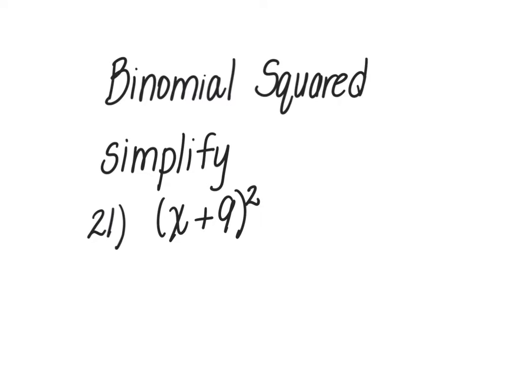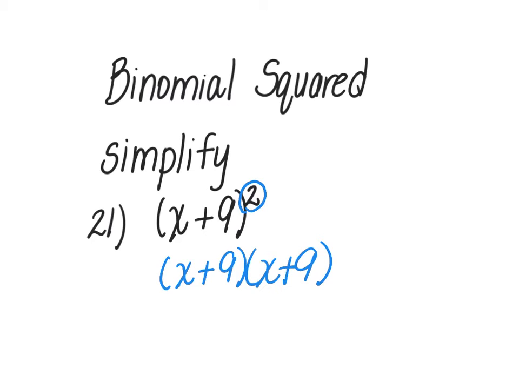Now the next special product that we're going to look at is a binomial squared. We're asked to simplify x plus 9 squared. We have to be super careful on this one. When you square something, that means you're multiplying it by itself. So the very first thing you need to do is write it out twice. X plus 9 to the second power means I have two x plus 9s that are multiplied together.